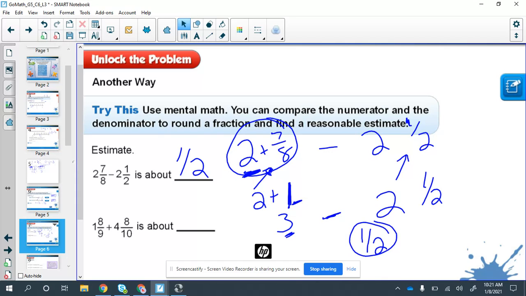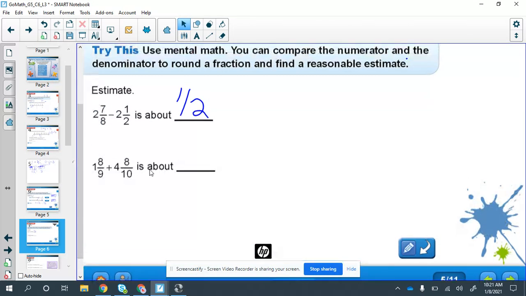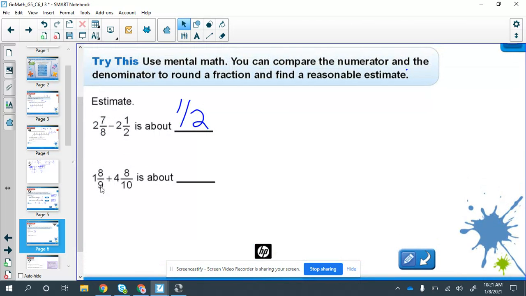Let's erase this, and then let's apply that same thing to the other problem on this page and see if we can figure it out. All right, so here we have 1 and 8/9 plus 4 and 8/10. So again, I'm going to write it out. 1 and 8/9 plus 4 and 8/10. I'm going to use my benchmarks.